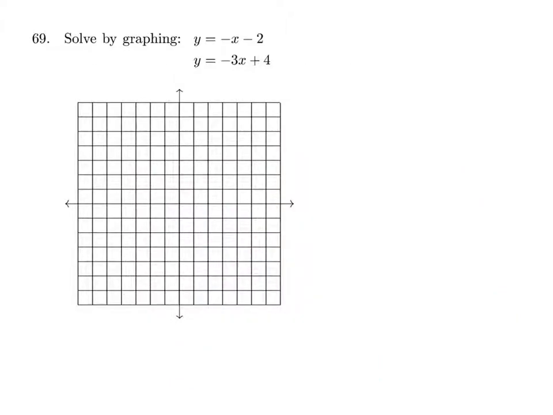Alright, solve by graphing. Perfect. In these two equations, they already give them to us in slope-intercept form. So they're very easy to graph. So for the first equation, I go down 2, and then I go down 1, right 1 for the slope. Keep repeating that over and over again.